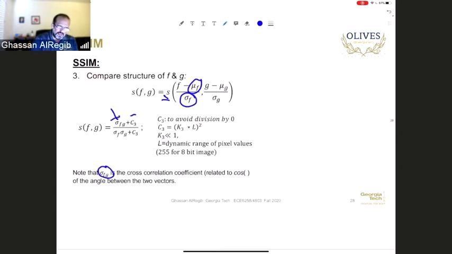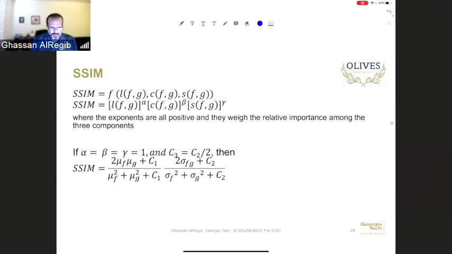Again, C3 in here is just to avoid dividing by a 0. And we look at sigma FG, and if they are highly correlated, then we are looking at 1. That means they are identical. And if there is no correlation whatsoever, then they are orthogonal to each other. And remember, for the cross-correlation coefficient, if you look at these two as vectors in space, then we look at the cosine of the angle between the two. And there is this representation, I'll come back to this one in a minute.